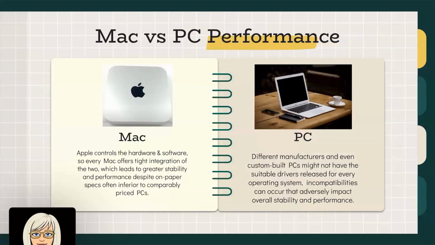Mac versus PC performance. Mac. Apple controls the hardware and software, so every Mac offers tight integration of the two, which leads to greater stability and performance despite on-paper specs often inferior to comparably priced PCs. PC. Different manufacturers and even custom-built PCs might not have the suitable drivers released for every operating system. Incompatibilities can occur that adversely impact overall stability and performance.